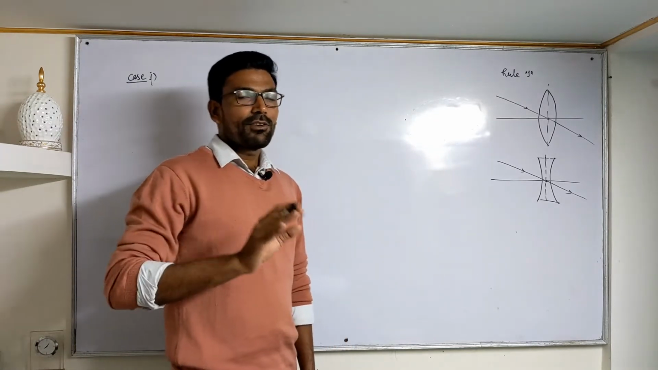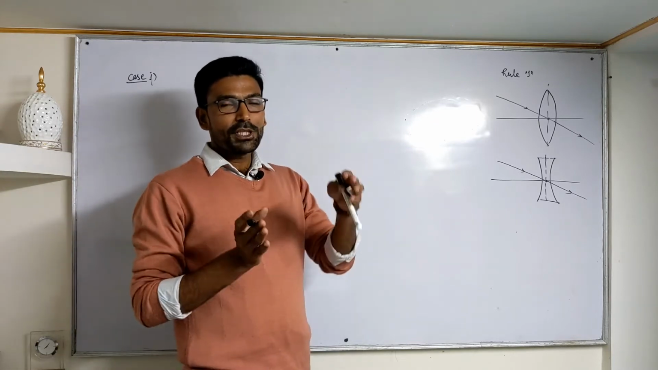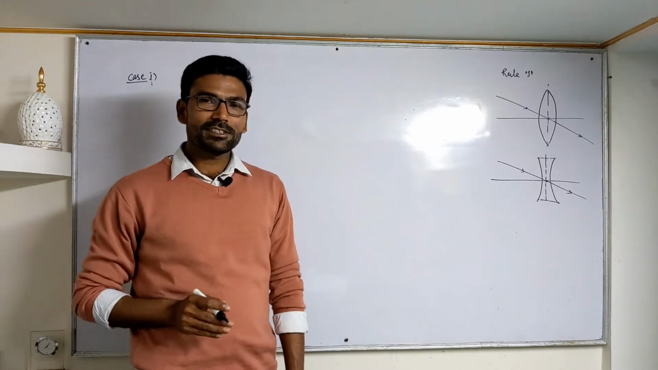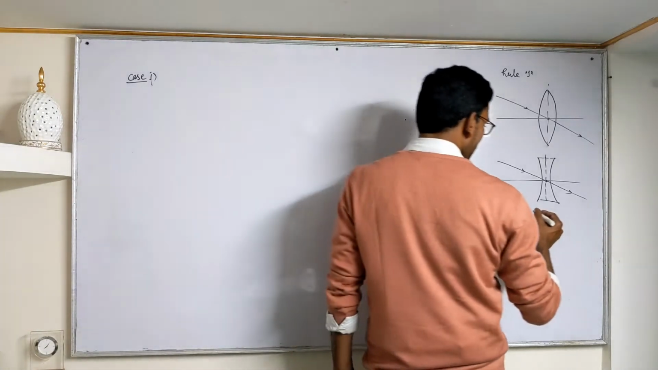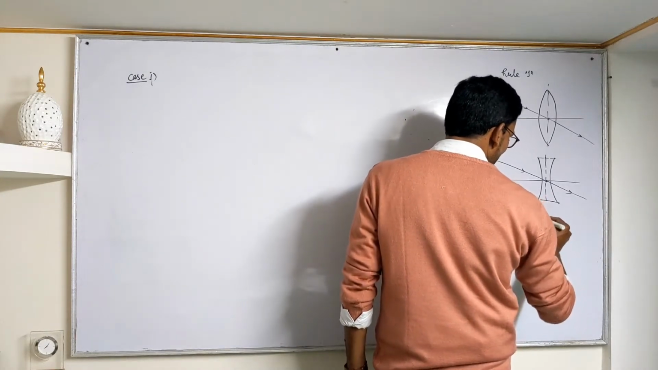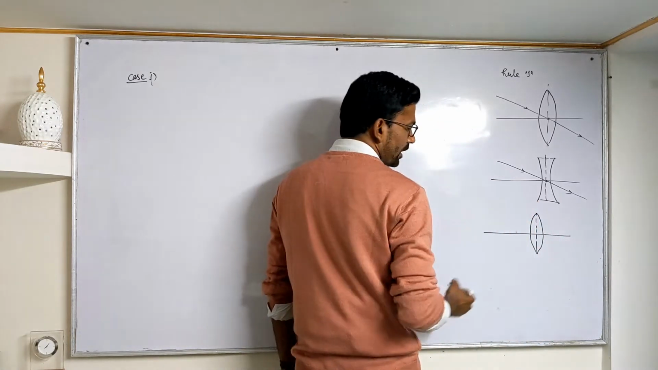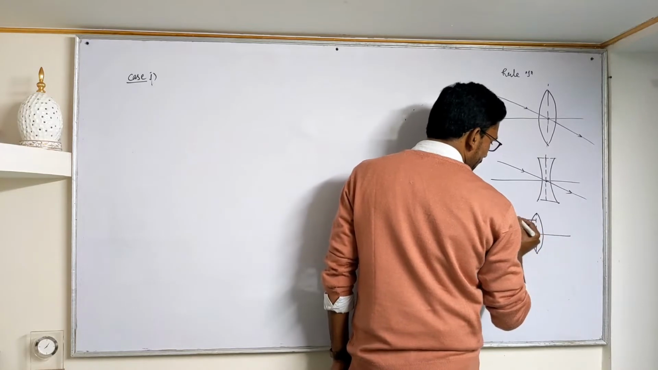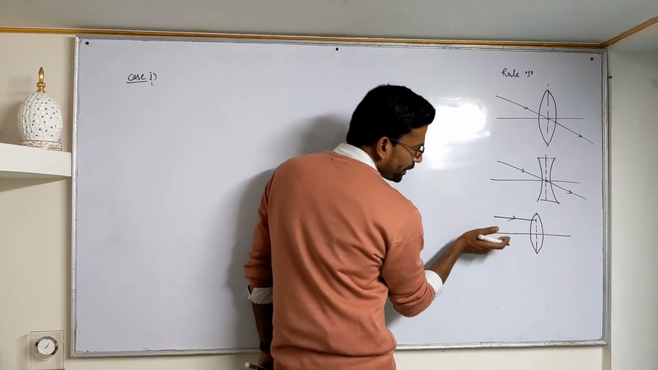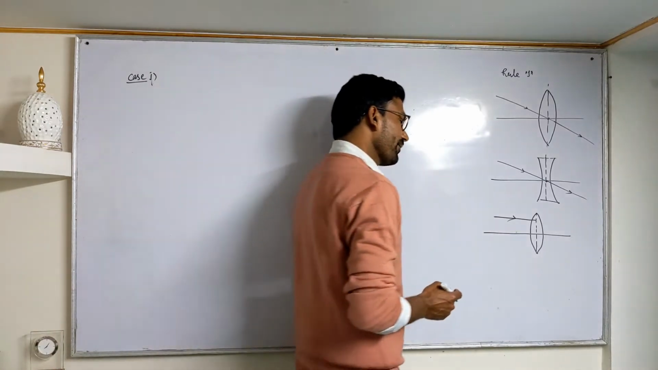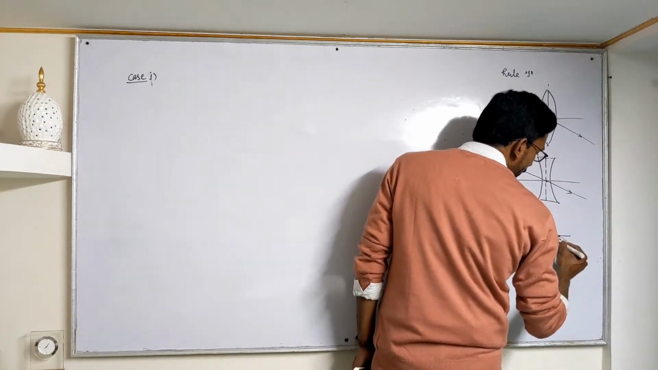Second, in a convex lens, if a ray of light is incident parallel to the principal axis and very close to the principal axis, after the refraction it goes through the second focus. Suppose we have a convex lens like that, and this is the principal axis. If a ray of light is incident in this way, parallel to the principal axis and very close to it, after refraction it goes through a point that is called the second focus.